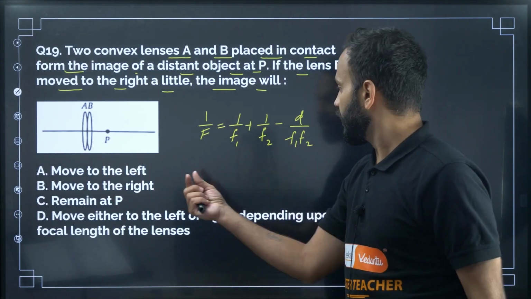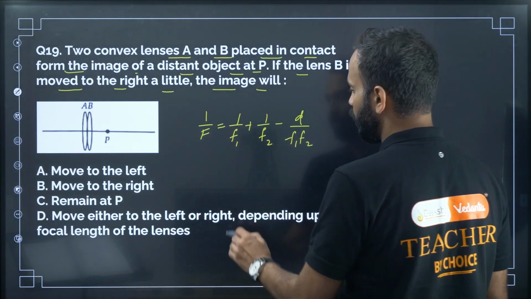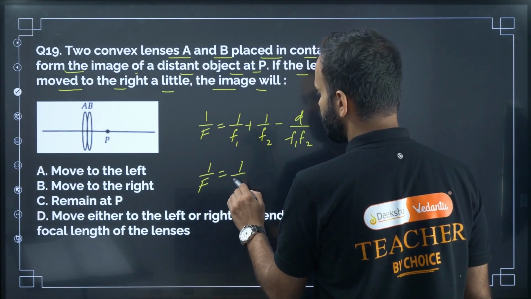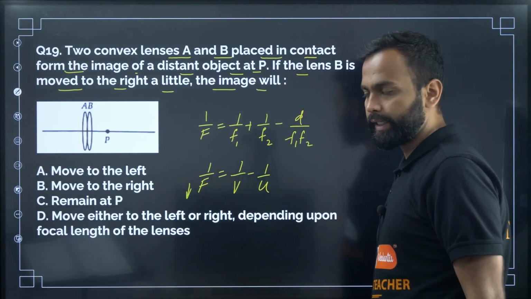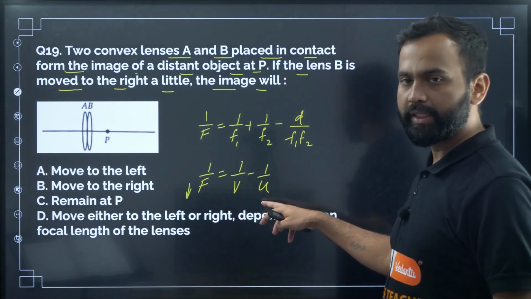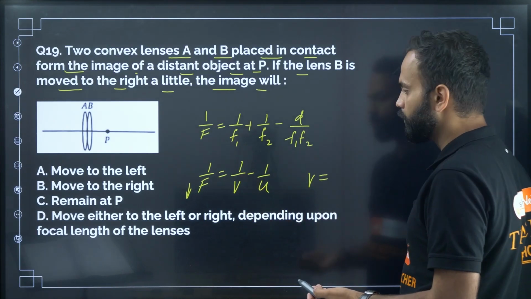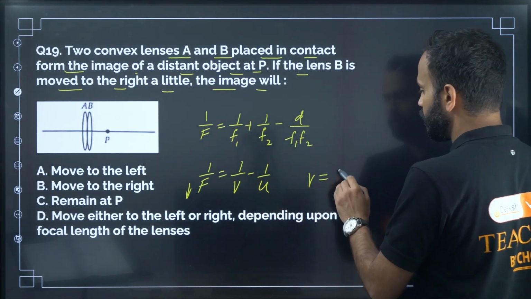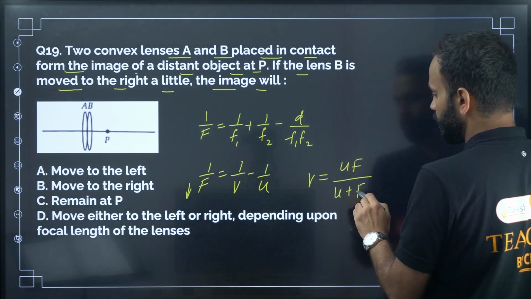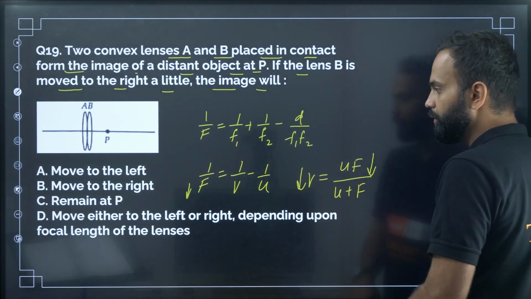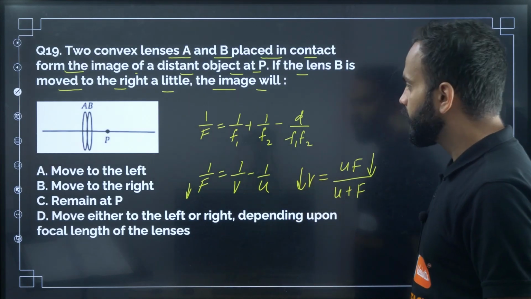So if you increase the distance, what happens? The focal length of the combination will decrease, right? We know that 1 by f equal to 1 by v minus 1 by u. So if f decreases, u value remains same, right? Let's write here 1 by v is equal to 1 by f plus 1 by u, that is v equals uf divided by u plus f. If the value of f decreases, then v will also decrease, right? That is, the image distance will also decrease.